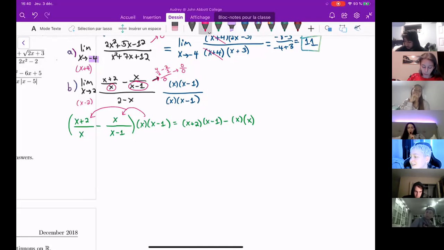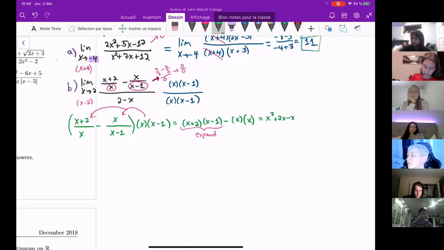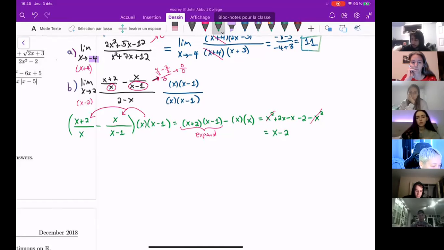So now I need to expand this and combine like terms. I'm going to do this all on the side because it's going to make my life a little bit easier later to have this as simplified as possible. I'm going to have x squared plus 2x minus x minus 2 minus x squared. And I get x squared minus x squared. And look at that, I actually just have a nice simple x minus 2 left over. Yay! Good job, Gabriel.